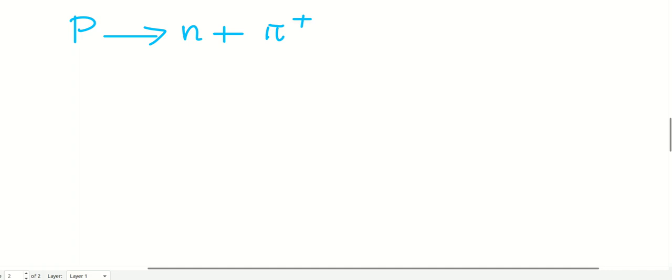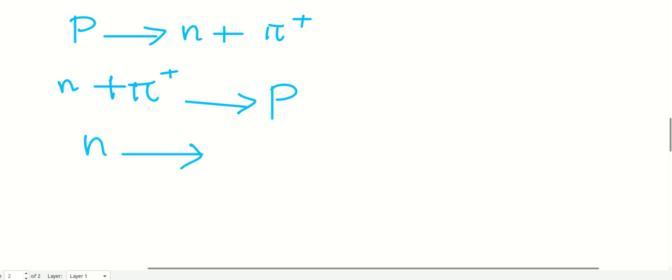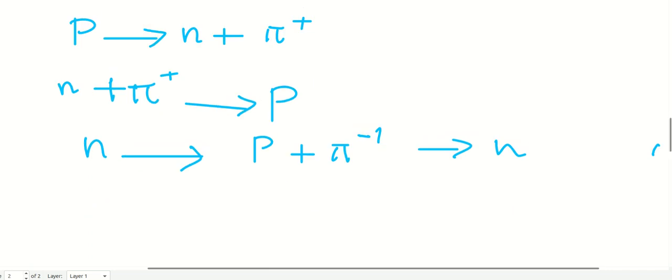It is possible only inside the nucleus but not in free space. Okay. And also neutron can add up with the pi plus gives proton, and neutron gives proton plus pi minus. Okay, and will gives to neutron. This type of reactions is possible between proton and neutron. Proton can interact with the neutron. Proton can emit as neutron plus pi plus, and then pi plus interact with the neutron will give you proton.